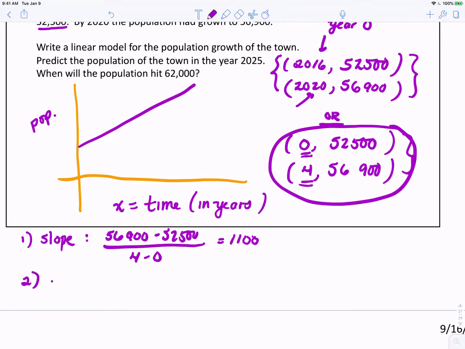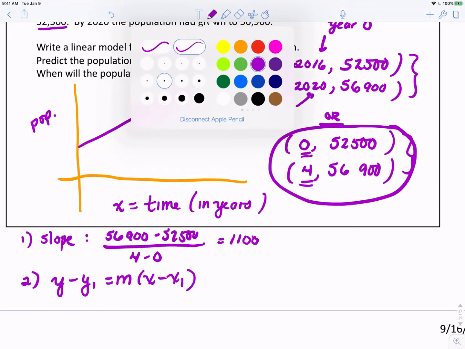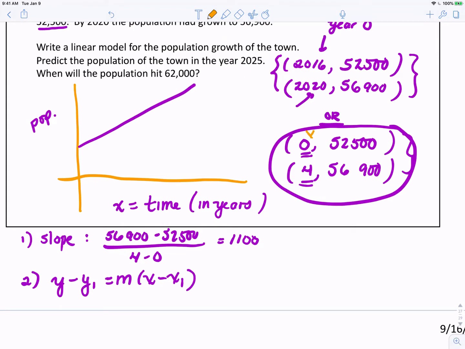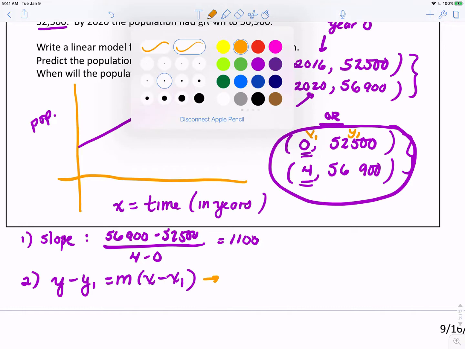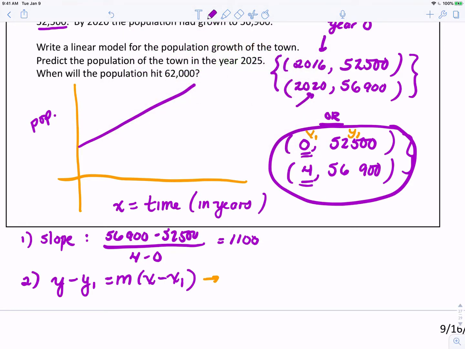And the second thing we're going to do is we're going to use the point slope formula, which I'll record right here, to write the linear function. And again, you can use either point that you'd like. What I'm going to do is I'm going to use this first point because I notice that it has an x coordinate of 0, which will make writing the linear function really easy. So the linear function is going to be y minus 52,500 is equal to m, 1,100, times x minus 0.